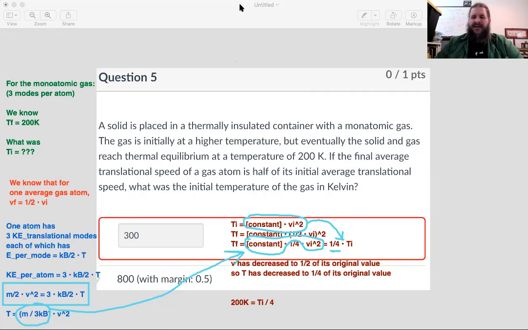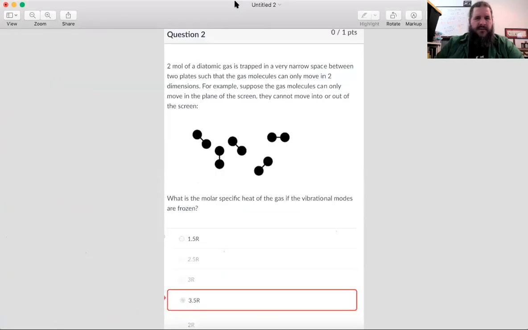Any other questions on that? All right, then let's take a look at problem number 2 from the quiz. Can you see this all right? Oh, wait, there. This one with the diatomic gas.